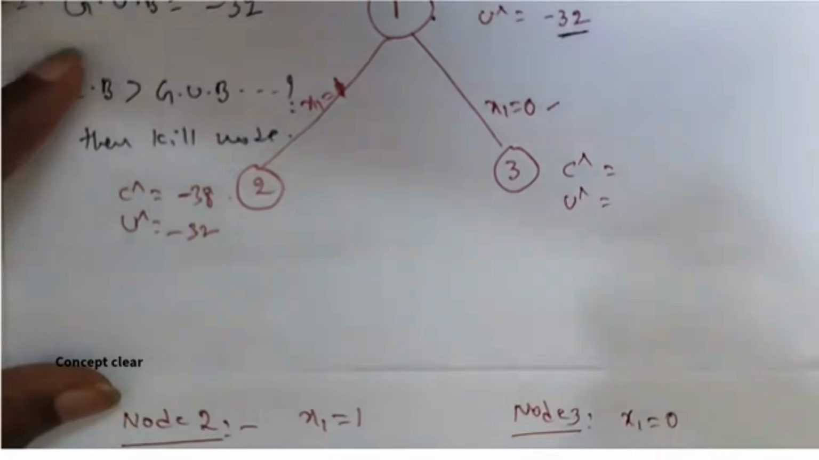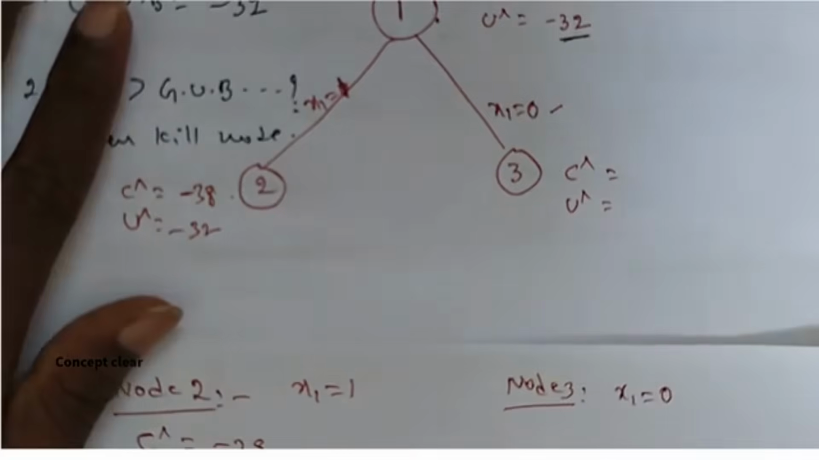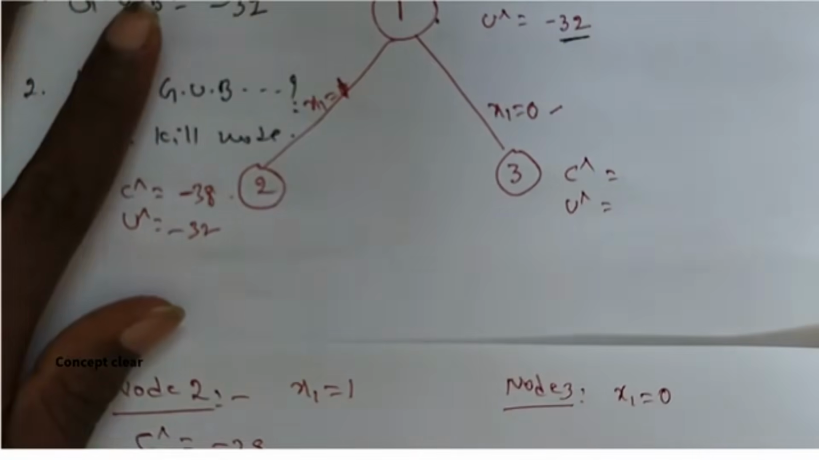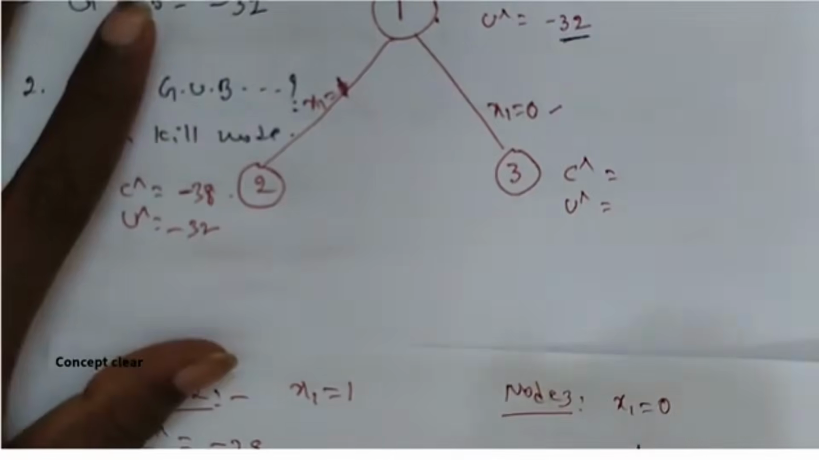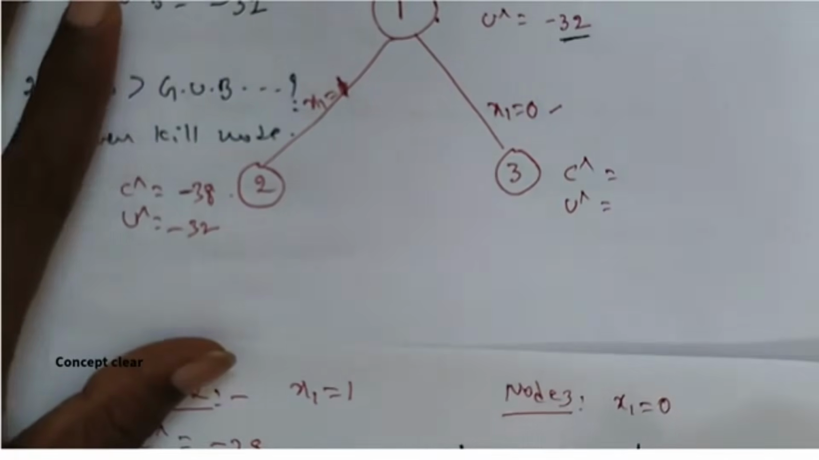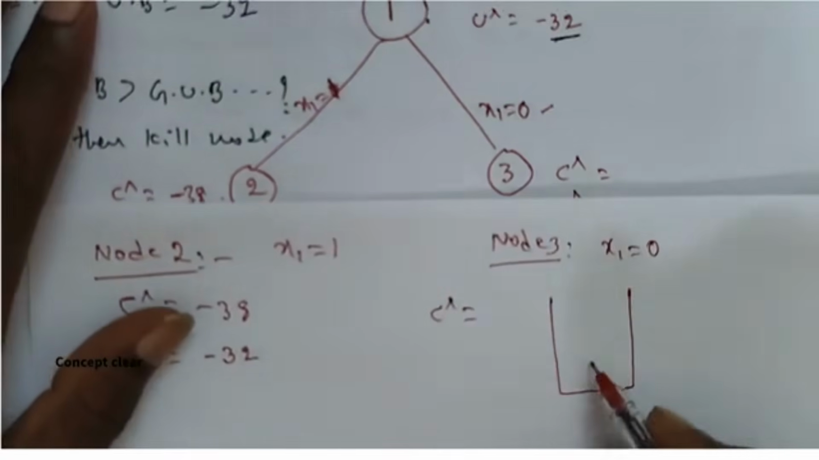x1 equals 0. Here x1 equals 0 means the x1 value is not considered. What is the lower bound value? The lower bound value equals: the first value is not considered, so we take the second value. What is the second value?